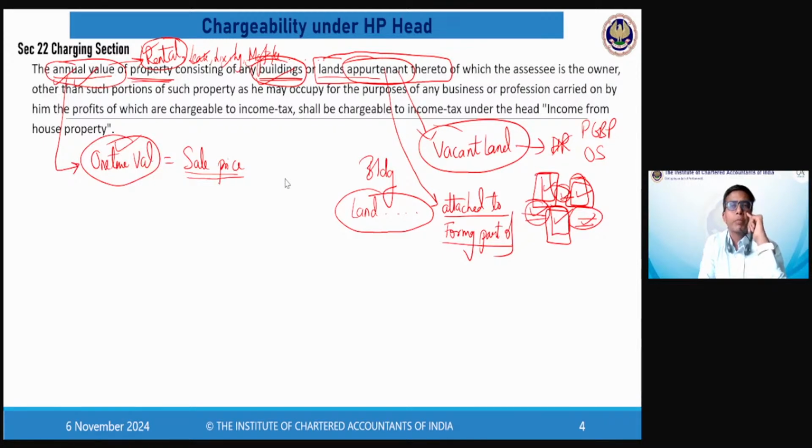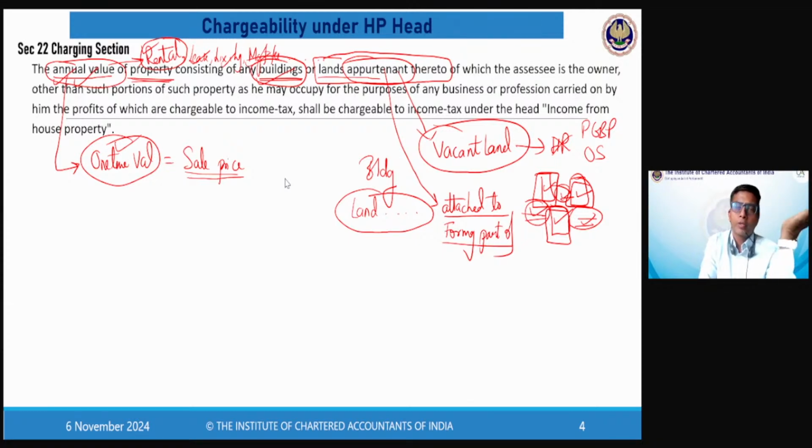Riddhi, beta, that depends upon the rules of the building. If the building requires that any payment has to be made, you will have to make the payment. Aniruddha Singh, sir, vacant land not appurtenant to any building given on rent will come under which head? As I said, it will come under the head business, or it will come under the head other sources, Aniruddha. That depends upon whether giving on rent is your business or not.